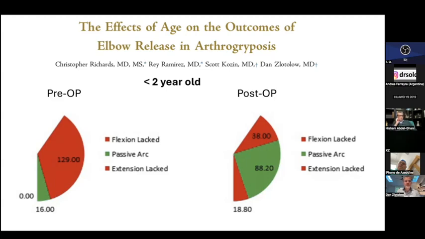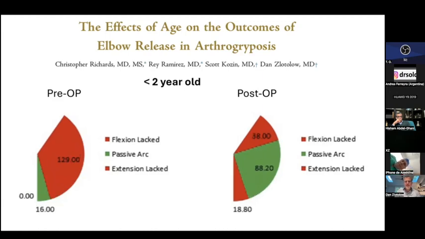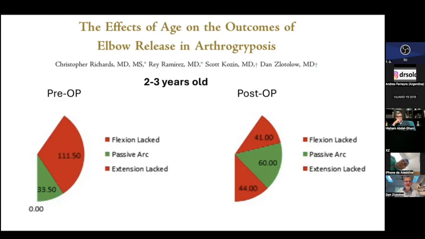And if you look pre-op and post-op, pre-op on the left, post-op on the right, the green represents their motion arc, and the red represents what they're missing from a normal motion arc. And you can see the improvement is quite dramatic when they are less than 2 years of age. Change that to 2 to 3 years of age, and let me just go back and forth what that looks like. And you can see that the arc narrows and you get more of a flexion contracture.